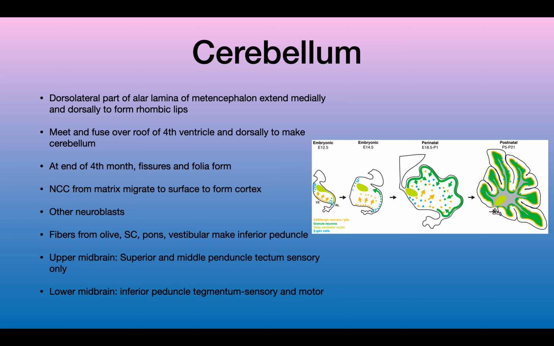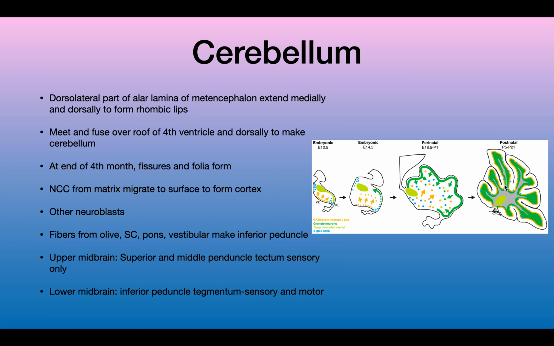The cerebellum is going to be the dorsolateral part of the alar lamina of the metencephalon, and it extends medially and dorsally to form something called the rhombic lips. They fuse over the 4th ventricle and dorsally to make the cerebellum. And by the end of the 4th month, the fissures and the folia form. So there's the fissures, and then inside where it branches off, that's the folia. Neural crest cells from the matrix will migrate to the surface to form the cortex, and then other neuroblasts will come in and follow.